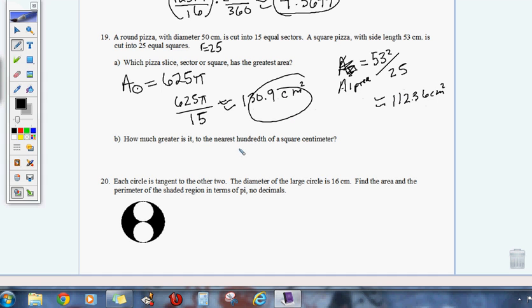So which one obviously has the greater area? It would be this one. And then for part B, how much bigger is it? Well, the 130.9 minus the 112.36, and you're going to get your 18.54 centimeters squared. That's a rounded answer there.